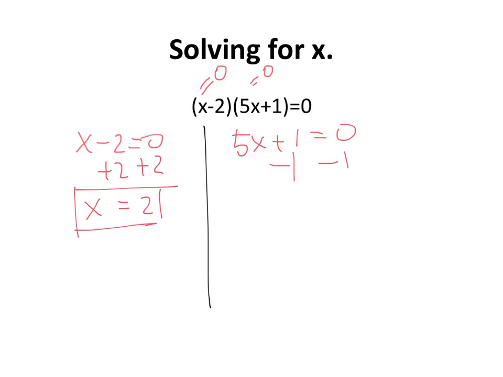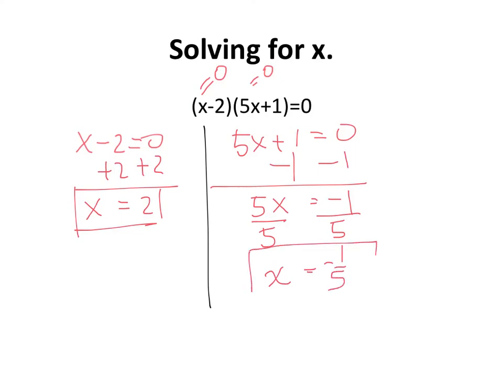We'll start off by subtracting and get 5x equals negative 1. Our second step is dividing by 5, and x will be negative 1/5. There we have it. These are our two solutions. And as you can see, since it's the same problem as before, we have the same solution as when we factored using the X box.